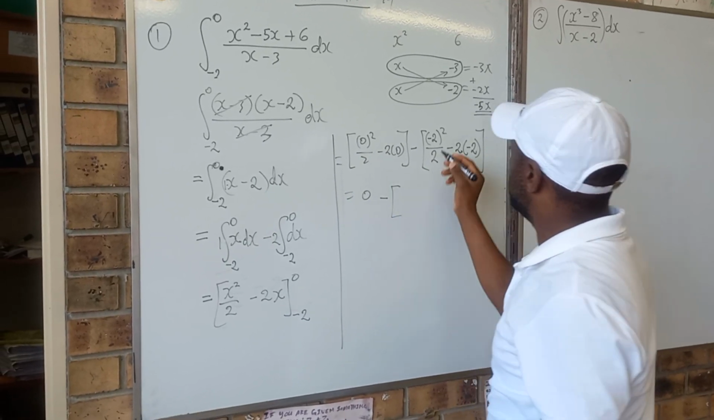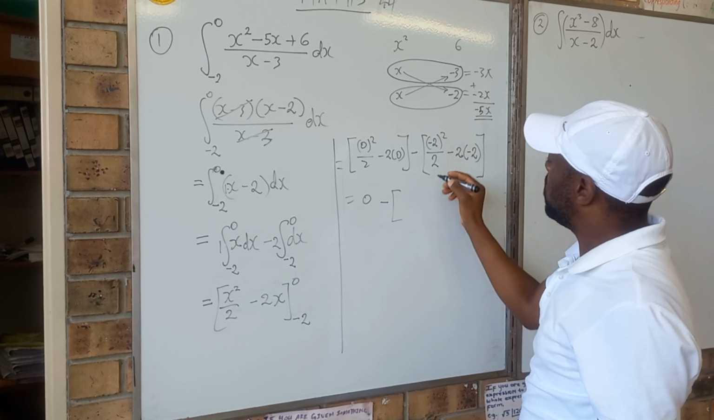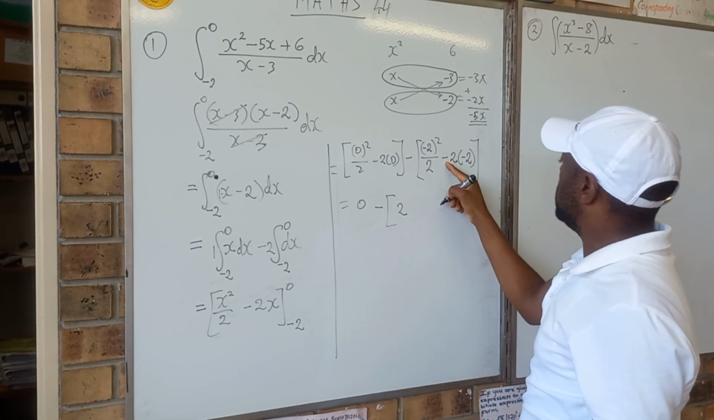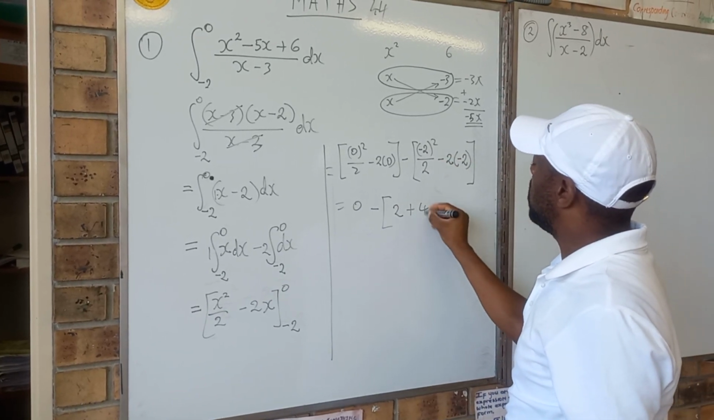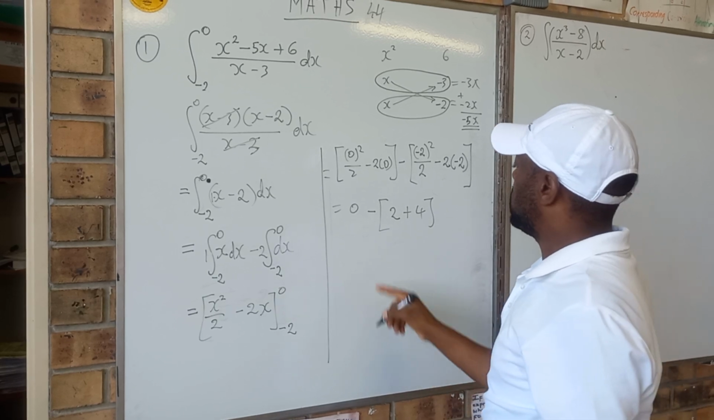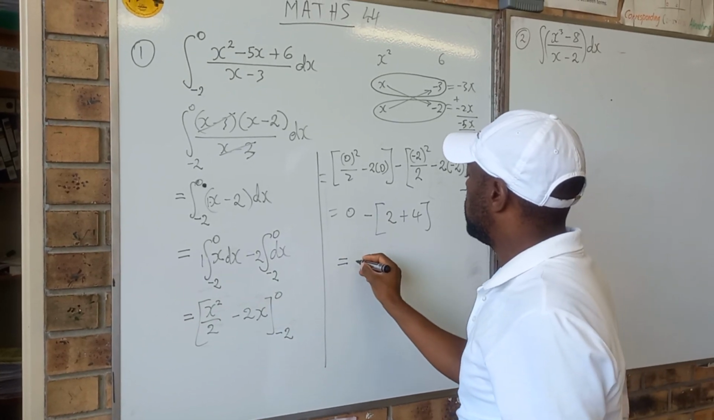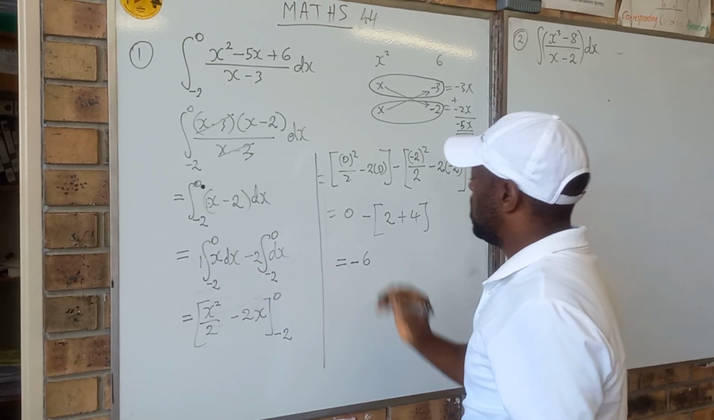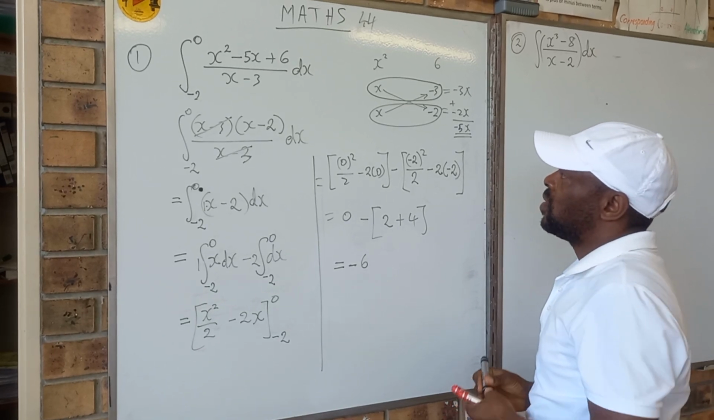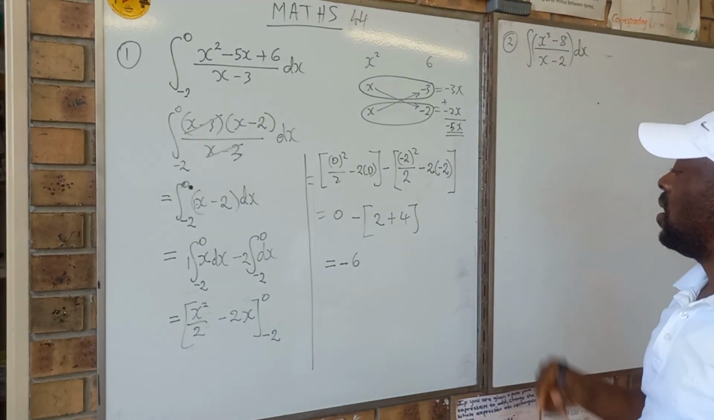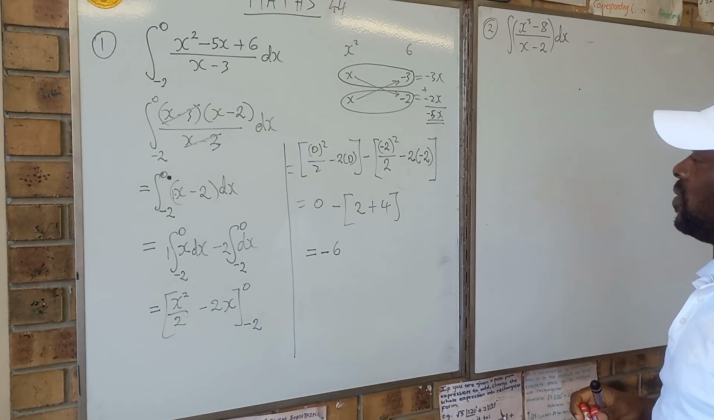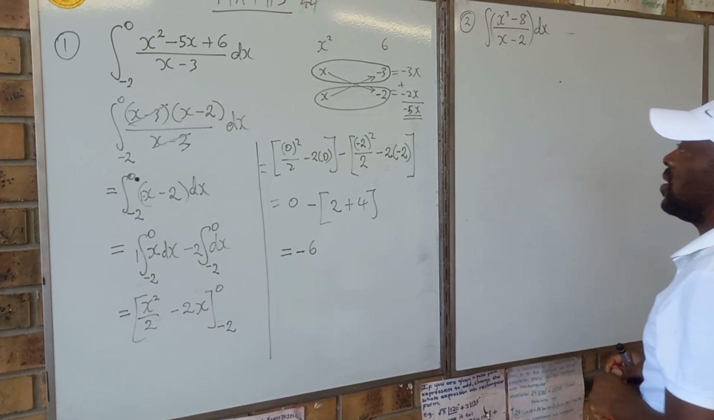The second bracket, negative 2 squared is a 4. 4 divided by 2 is a 2. Negative 2 times negative 2 is a 4. And if you add those two, it gives you 6. But because of that negative, you see our answer as negative 6. So that definite integral ended up with negative 6. So that's how you handle that, guys.